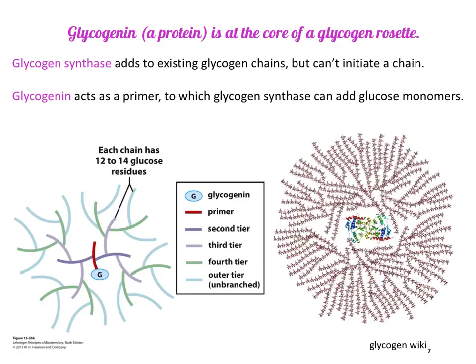So what you get is the glycogen rosette. You've seen this image so far. What's at the center of this is glycogenin. Glycogenin acts as a primer from which glycogen synthase can add glucose monomers. So glycogenin is here in the middle as the anchoring, and again you can get 8 glucoses to initiate off.